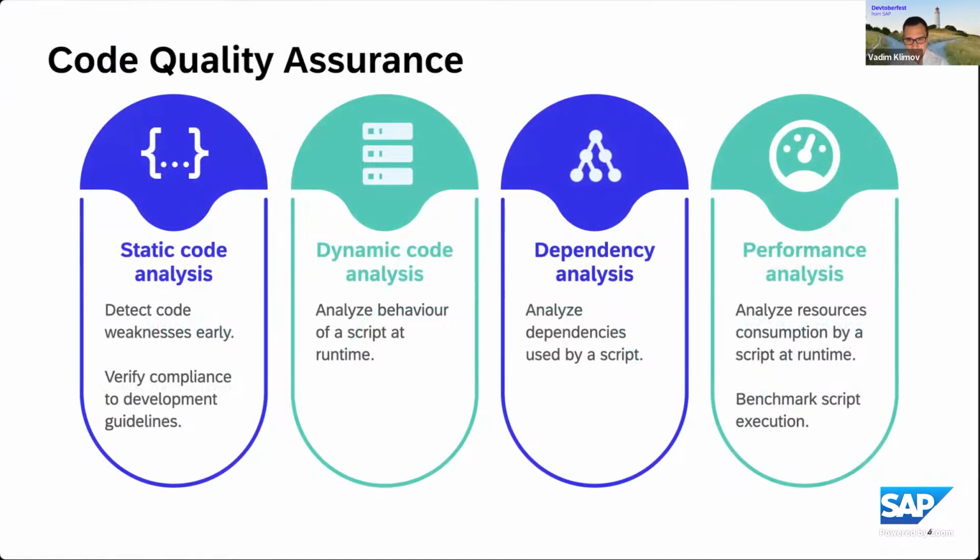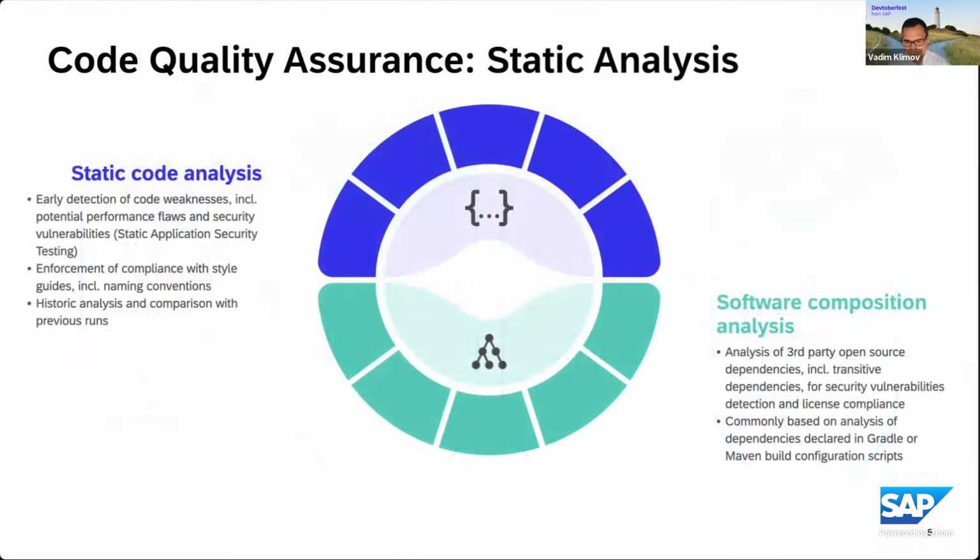You will see that we have blue color and green color. Blue-colored approaches, they don't require script execution. So they operate on the analysis of the code base or analysis of the dependencies which have been added to the project. Those which are colored in green, they do require execution of the script at runtime. And we will speak about constraints which reduce the accuracy of execution of those checks on the slide after this one. So I will start with static analysis.